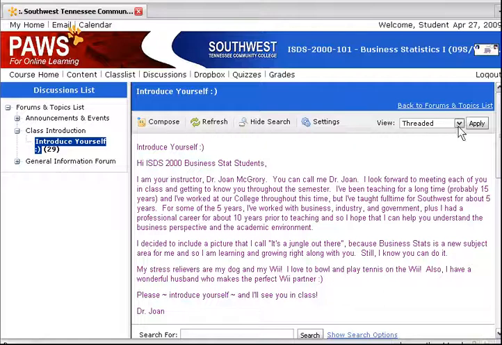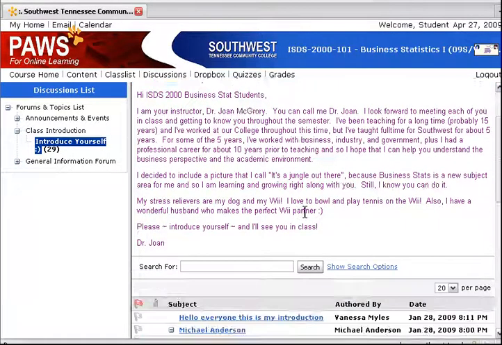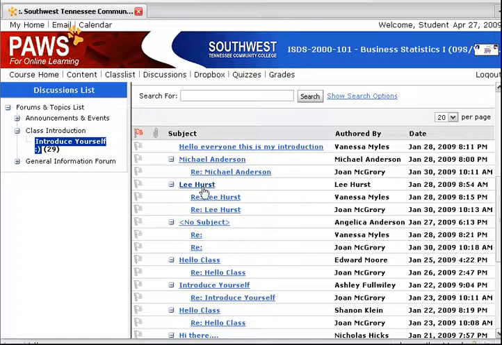Now, one setting that I will point out on this right hand side is that this discussion is threaded. You do have options, but threaded is by and large the best, because what that does is it indents discussions that are related. Here, for example, this student posted his introduction, and it looks like this student had something in common, and so she posted a response.